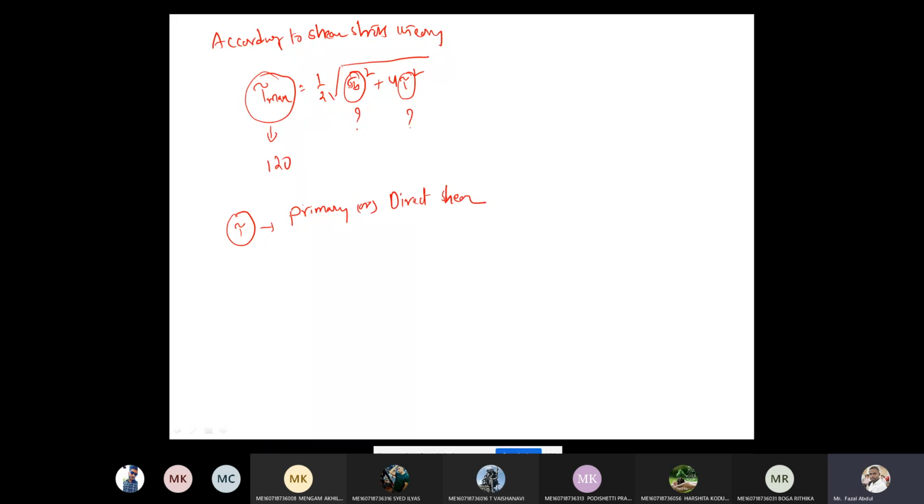This one is known as primary or direct shear stress. So this equation is load by area. How much load is given in the question? The load is given in the question: 15 into 10 to the power of 3. Now what is the area here? Failure area we need to consider.